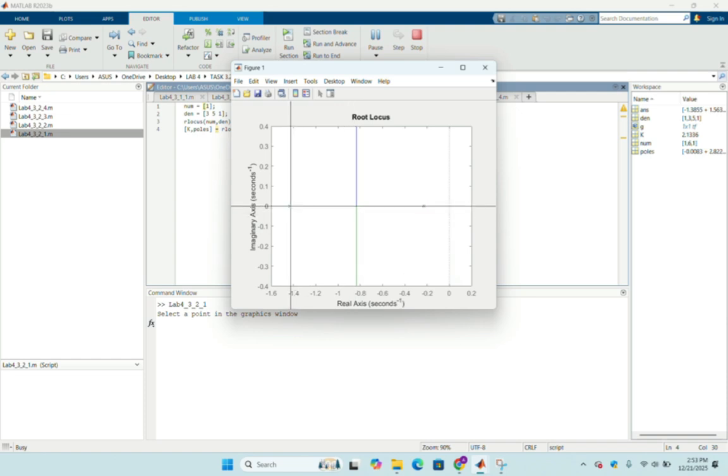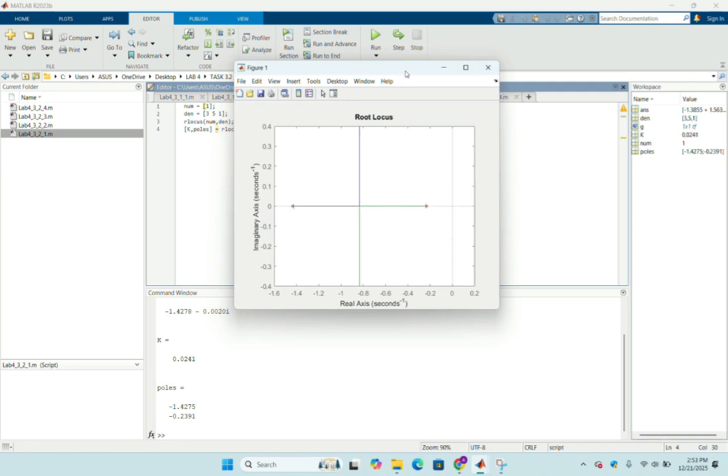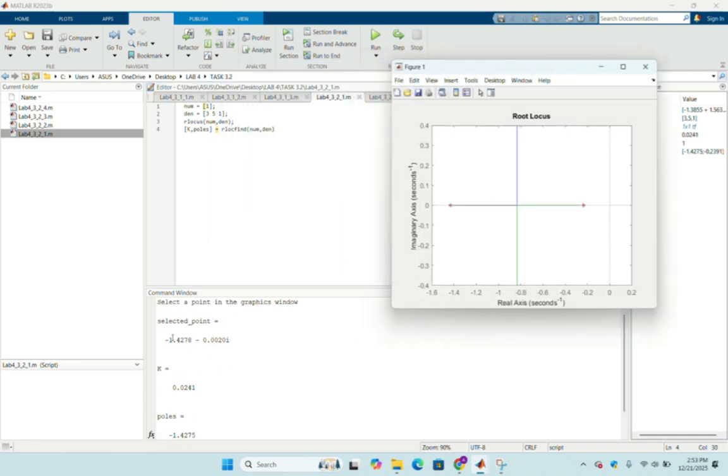I try to put my point here. I select the point at negative 1.4278 minus 0.0020i, and my k is 0.0245, which is approximately 0. So my poles are negative 1.4275 and negative 0.2391.